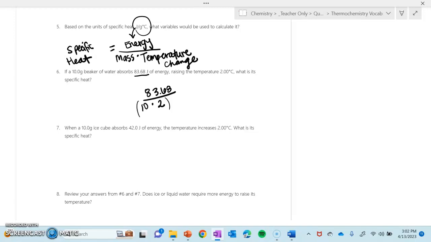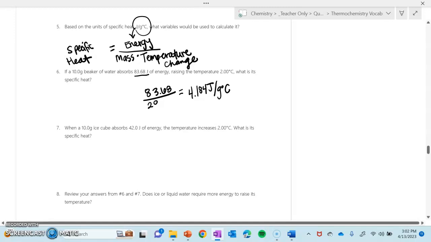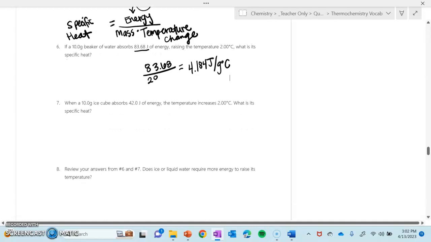So we are ready to do our math. 10 times 2 is 20. I'm going to simplify that there. And now we're ready to find the specific heat of this water, which ends up being 4.184 joules per gram degrees Celsius. Ta-da! So there's our specific heat based on the units. We were able to figure out this little equation here. I want you to do number 7.